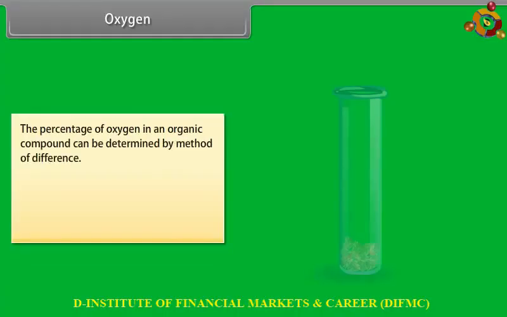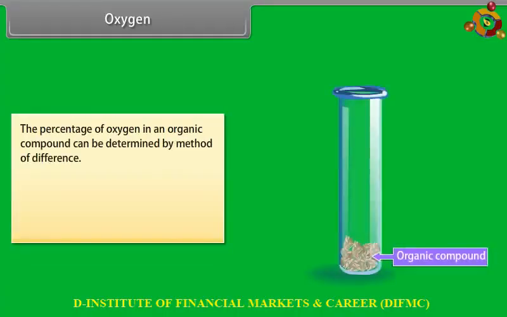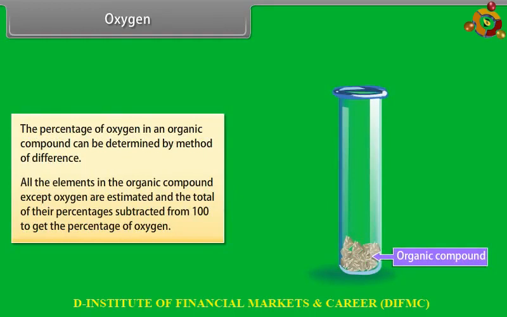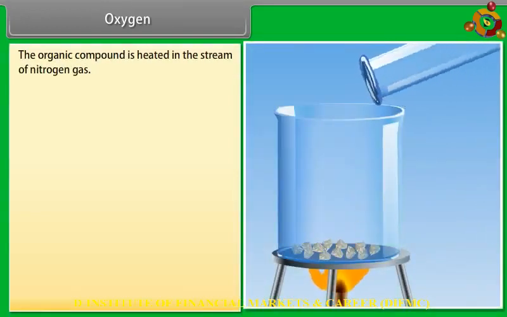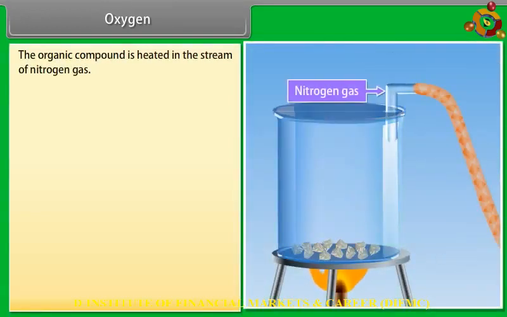Oxygen: the percentage of oxygen in an organic compound can be determined by the method of difference. All the elements in the organic compound except oxygen are estimated and the total of their percentages subtracted from 100 to get the percentage of oxygen. The organic compound is heated in the stream of nitrogen gas.